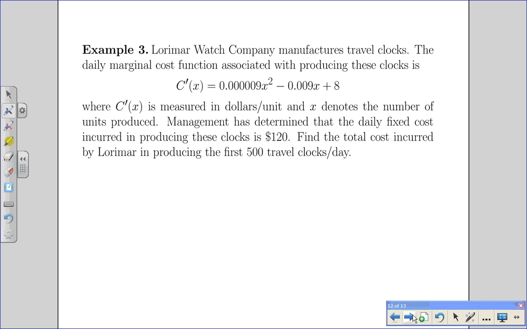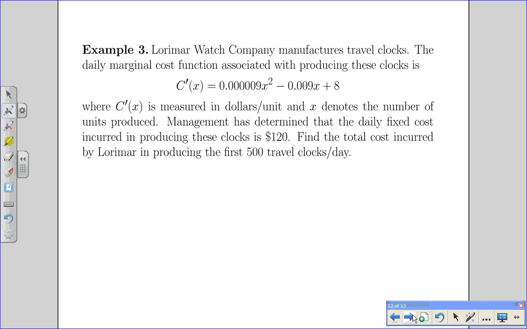So here in this example, it says that the Lorimar Watch Company manufactures travel clocks. The daily marginal cost function associated with producing these clocks is given right there. And C prime, the marginal cost, is measured in dollars per unit. x denotes the number of units produced. Management has determined that the daily fixed cost incurred in producing these clocks is $120. Find the total cost incurred by Lorimar in producing the first 500 travel clocks per day.